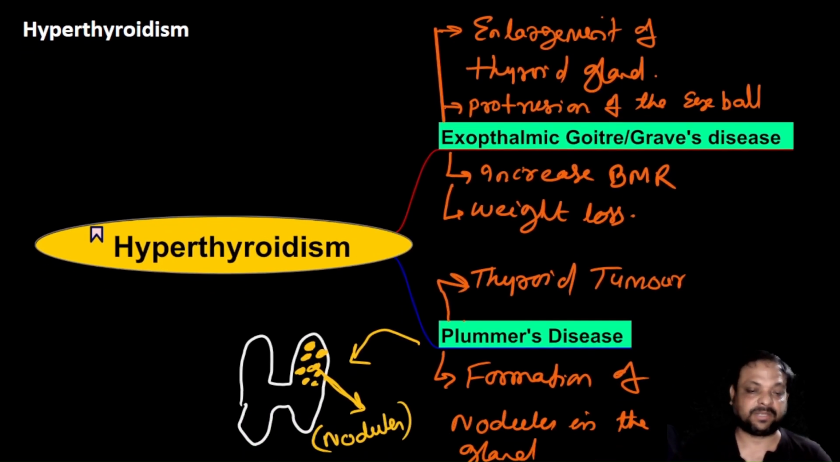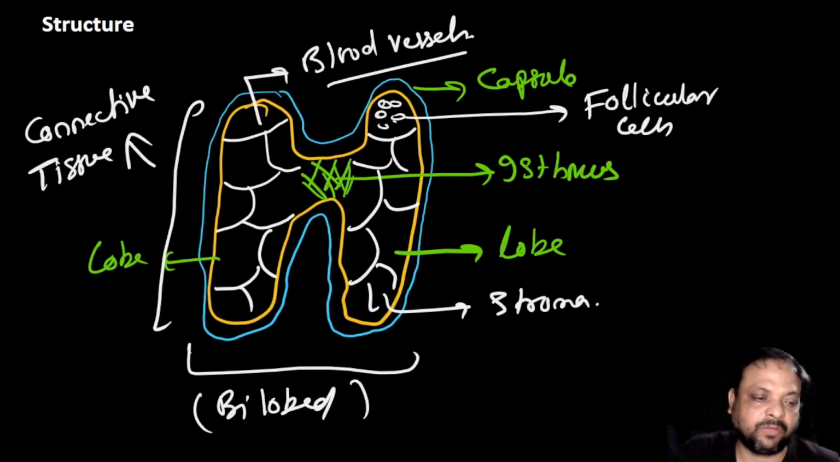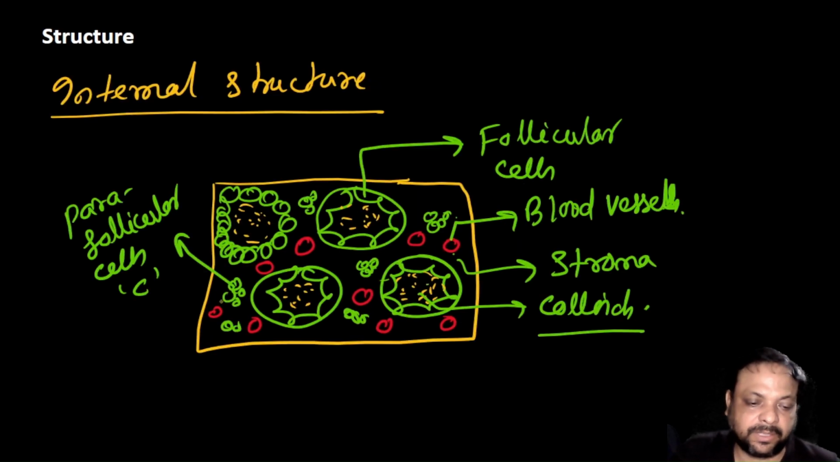So we have completed the disorders, and the last part is the parafollicular cells. Next we'll discuss the parafollicular cells, and as a result we'll complete the thyroid gland. Okay, now we're going to discuss the parafollicular cells. As we have discussed earlier, the parafollicular cells are present here. Got it? So these are the parafollicular cells as we have discussed earlier.